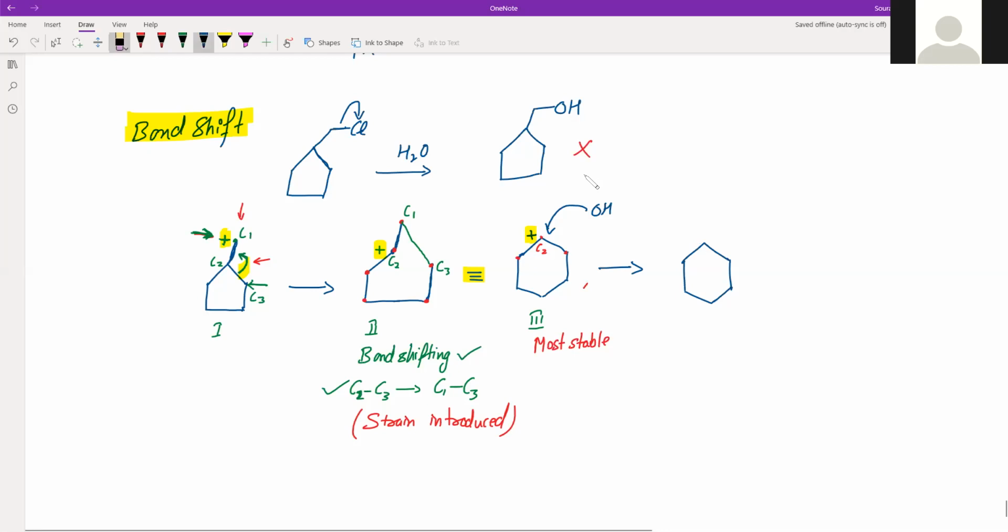The final product will be this. So actually it was cyclopentane, but the final product which we got is cyclohexane, right? So this is what bond shift is. And this is an example of bond shift in carbocations.